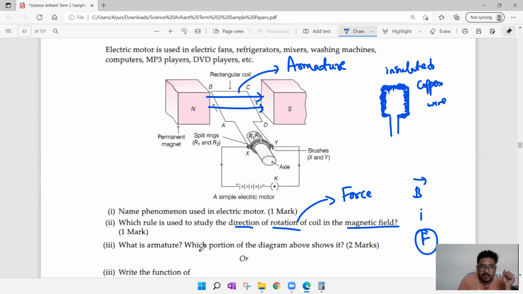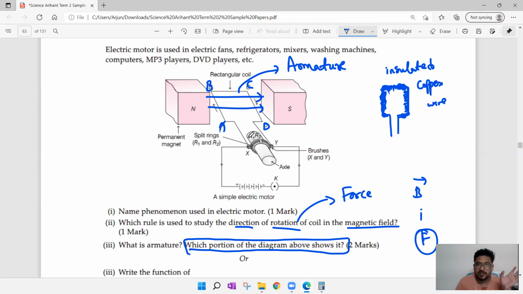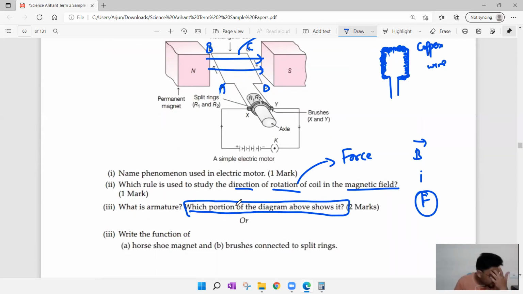And what they are asking, which portion of diagram above shows it? Which portion? A, B, C, D. This is the portion in the diagram it is showing. That is the answer you have to write. That's it. You see how easy.